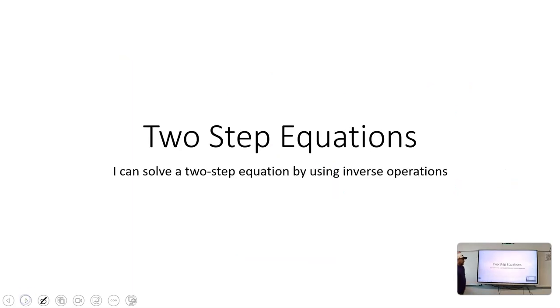Okay, so this was two-step equations. Hopefully you are a little bit closer to saying I can solve a two-step equation by using inverse operations. By the time you're done with the assignment, you should be an expert with this. If you have any questions, make sure you reach out.